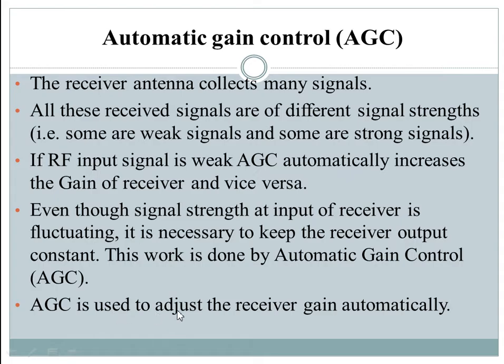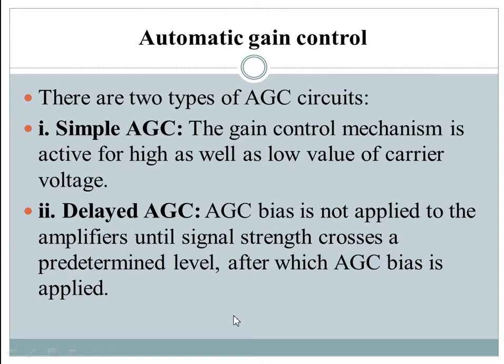AGC is used to adjust the receiver gain automatically. We have two types of AGC. One is simple AGC, another one is delayed AGC. In simple AGC, the gain control mechanism is active for high as well as low values of carrier voltage. Whenever you get the carrier voltage, the value may be high or low, and this simple AGC operation will be performed.